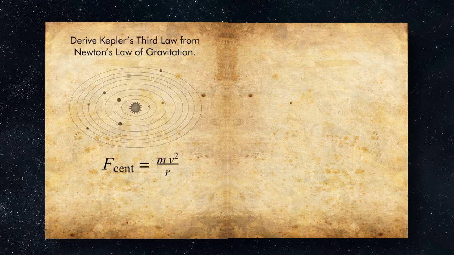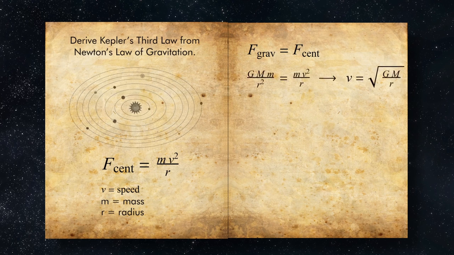We do this by setting the force of gravity equal to the centripetal force, the force the planet feels because it's revolving around the Sun. Let's consider a circular orbit first, because that's the simplest case. The centripetal force depends on the planet's speed, v, which for a circular orbit is constant. F centripetal equals m v squared over r. Setting these two forces equal to each other gives us a relationship that simplifies to v equals the square root of G times M over r.